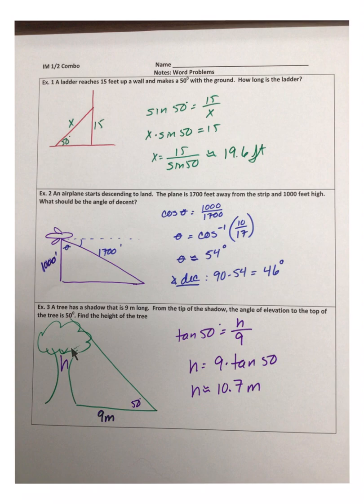So I'm looking for the opposite leg. I have the adjacent leg. That would be tangent, TOA, T-O-A. So tangent 50 equals h over 9. So I multiply both sides by 9, so h equals 9 times the tangent of 50. Plug that in my calculator, and h is approximately 10.7 meters.